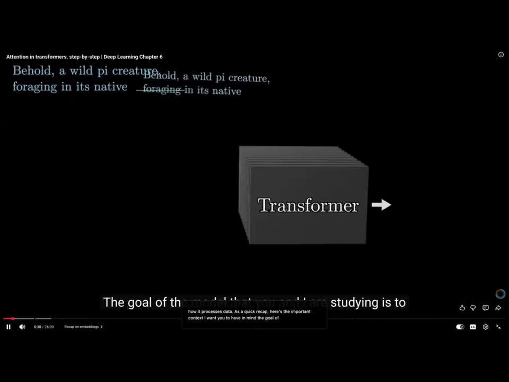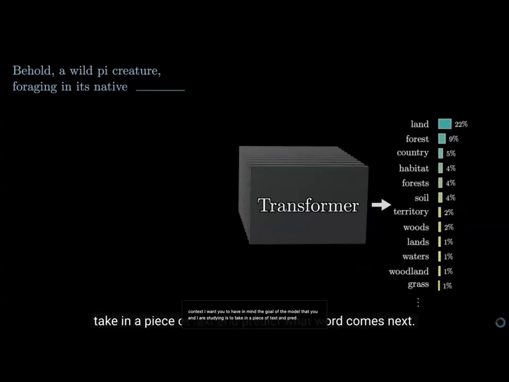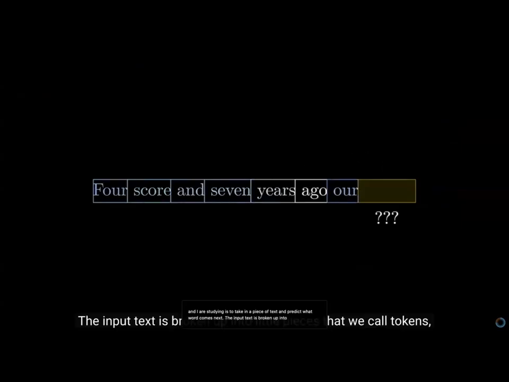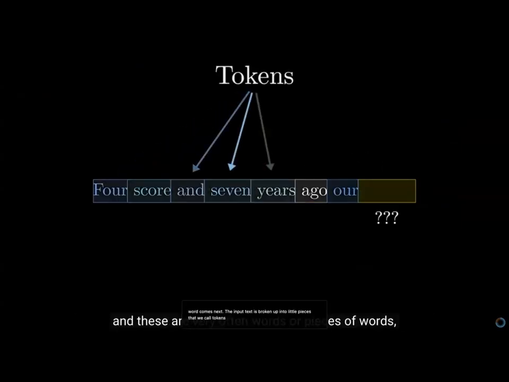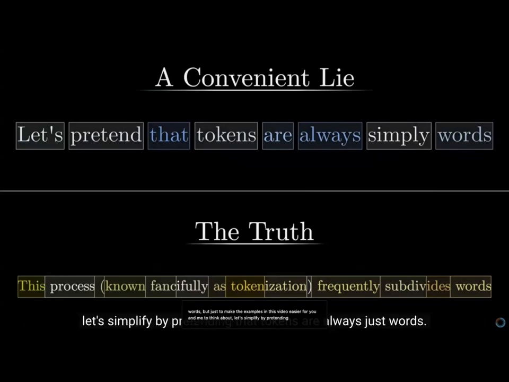The goal of the model that you and I are studying is to take in a piece of text and predict what word comes next. The input text is broken up into little pieces that we call tokens, and these are very often words or pieces of words. But just to make the examples in this video easier for you and me to think about, let's simplify by pretending that tokens are always just words.